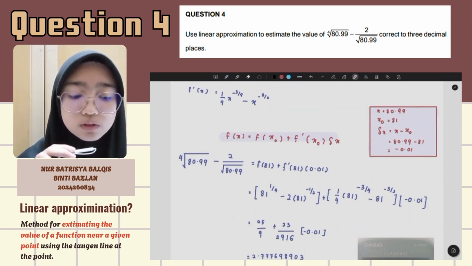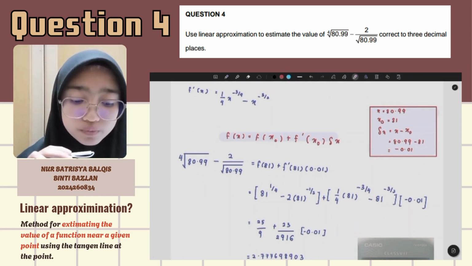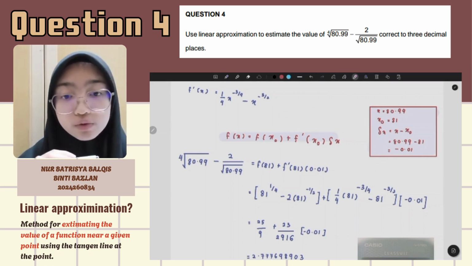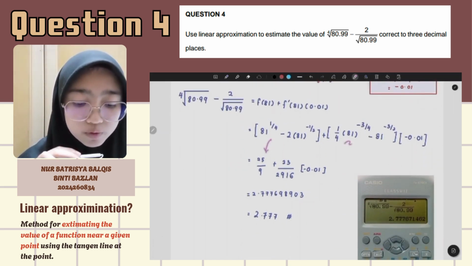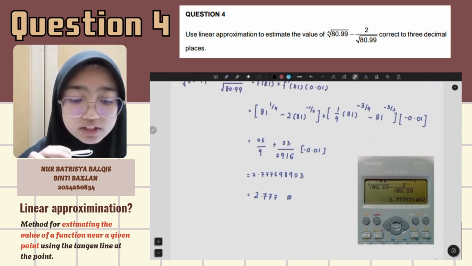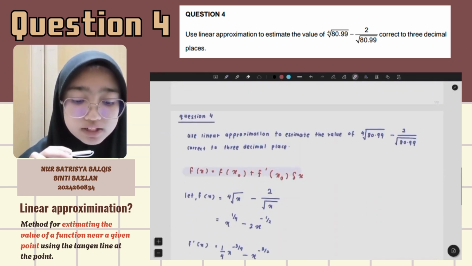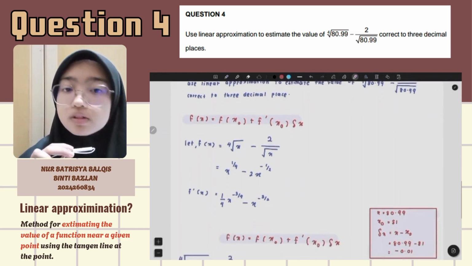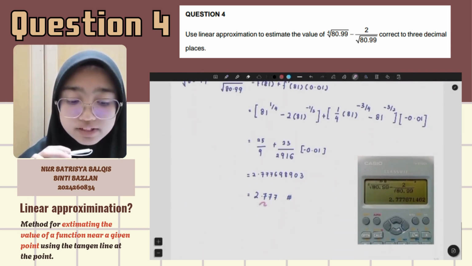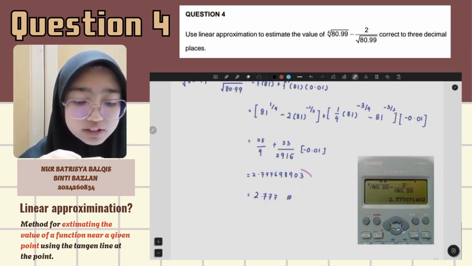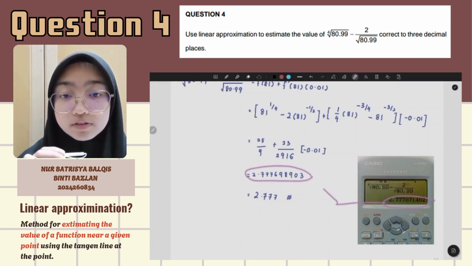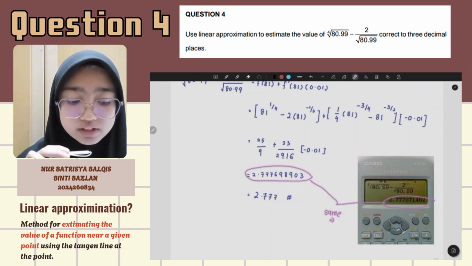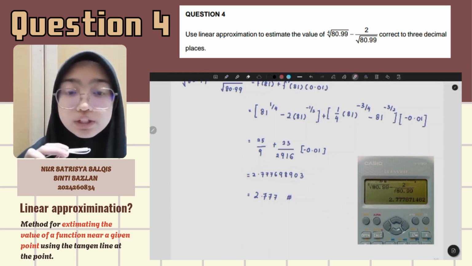Now all the values will be substituted back in the formula f(x) plus f prime times the difference of the given and the initial value. So we will get 2.77769893. So we go back to the question. It asks for 3 decimal places. So the final answer will be 2.777. As you can see, if we solve it with the calculator, we will have the same answer, or it's very close.